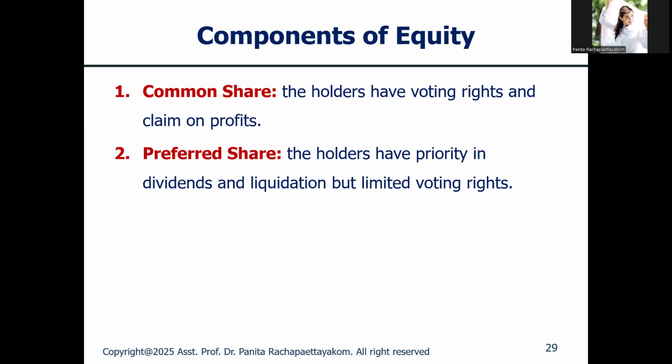The components of equity: the main component of shareholder equity, the share capital, is the amount invested by shareholders. There are two types of share capital: first, common shares, and second, preferred shares. Common shareholders have voting rights and a claim on profit. However, preferred shareholders have priority in dividend payment and liquidation, but limited voting rights.